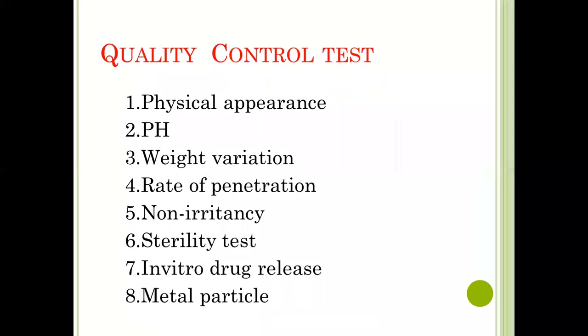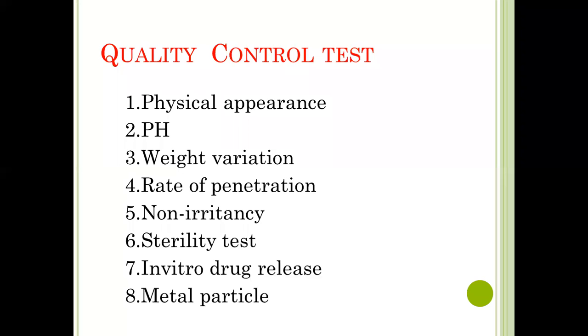The next and last point in this chapter is quality control tests: physical appearance first, then pH, weight variation, rate of penetration, non-irritancy test, sterility test, in vitro drug release test, and metal particle test. About physical appearance, you have an idea from the previous pharmaceutical dosage forms. What can we check from physical appearance?